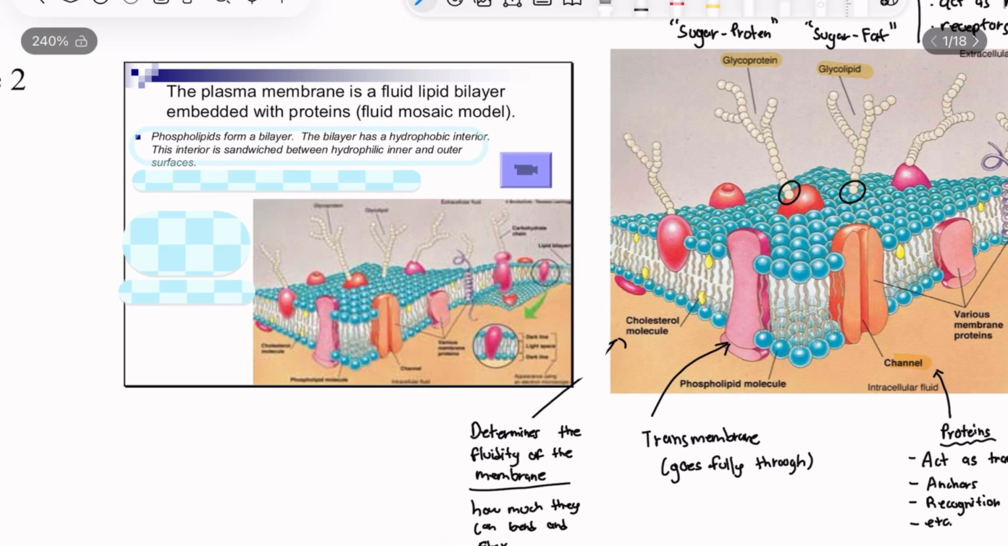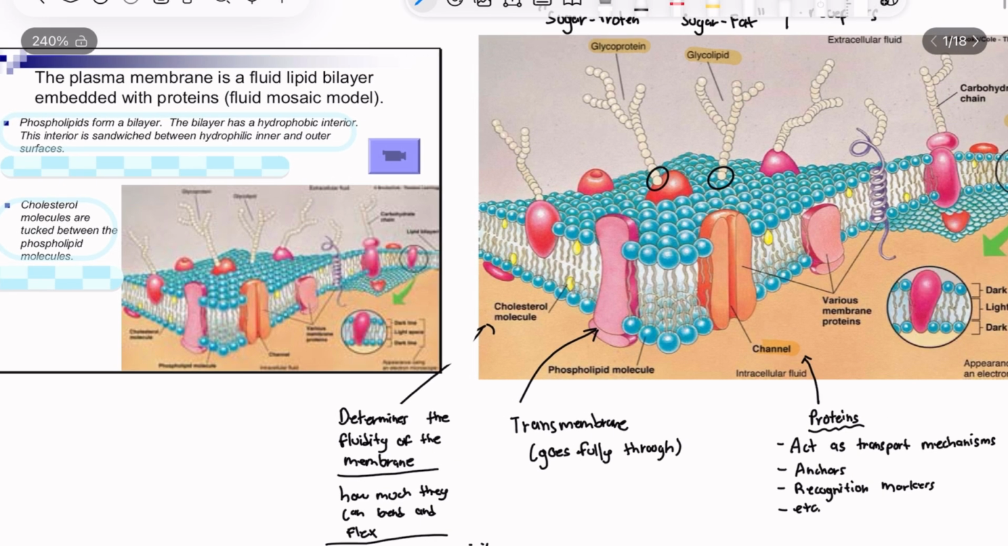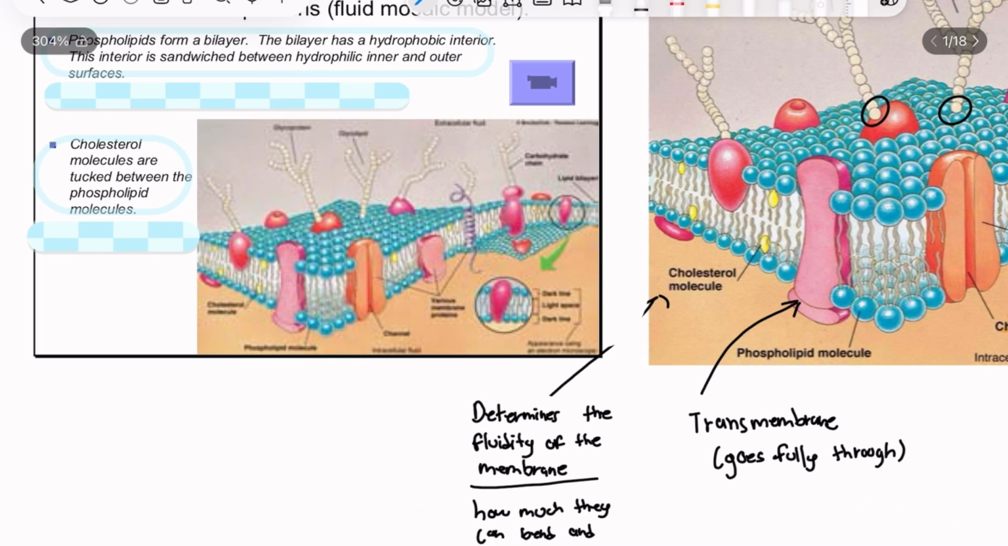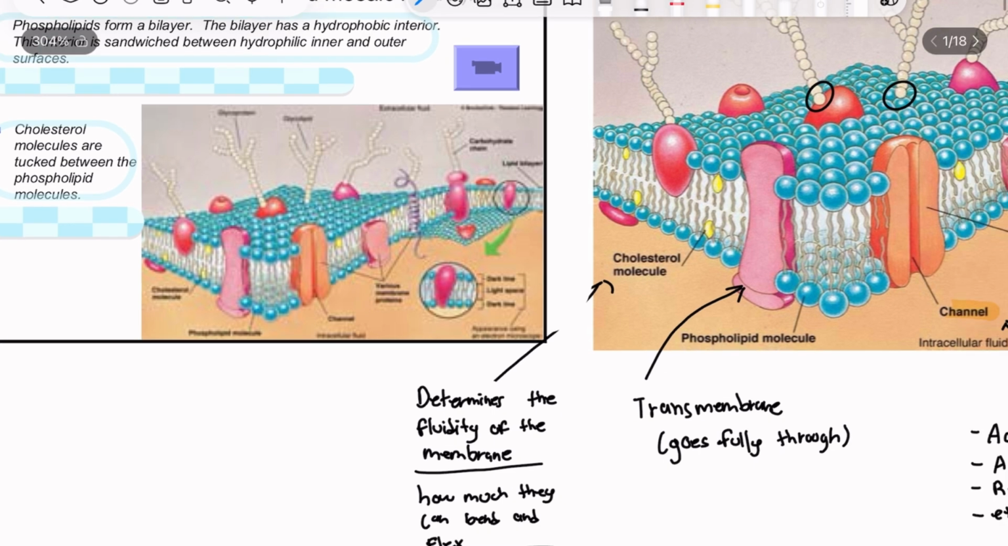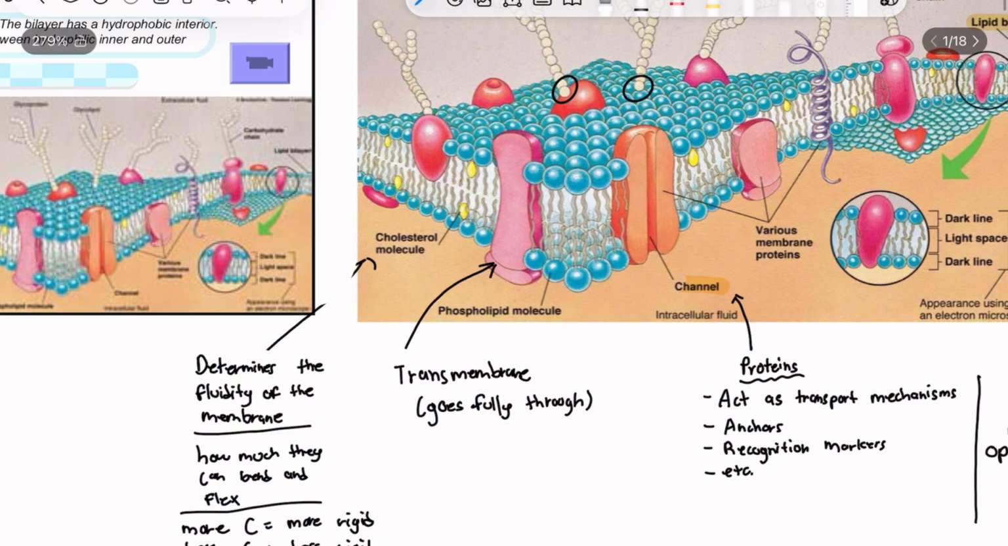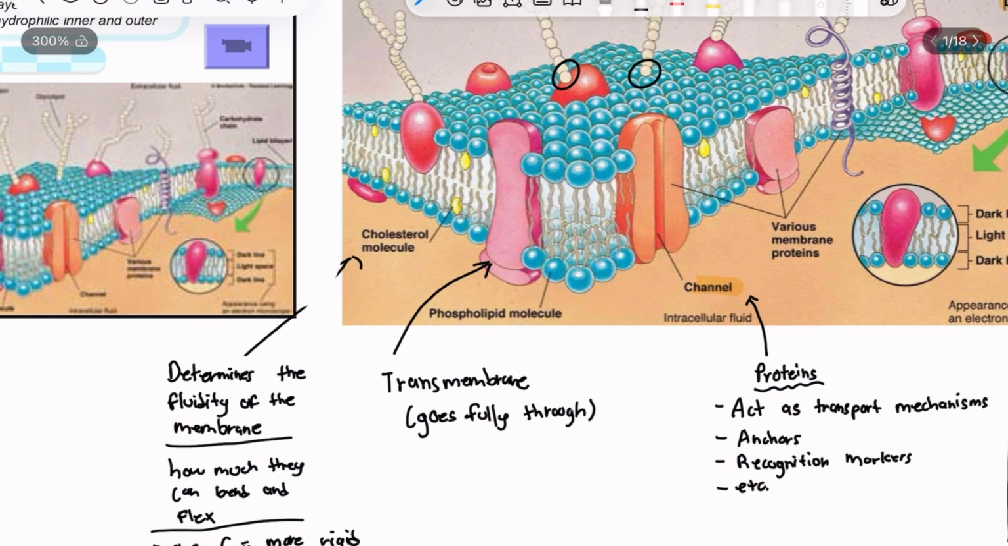Now, in the hydrophobic interior, there are also cholesterol molecules, which are tucked between the phospholipid molecules. What the cholesterol does is determine the fluidity of the membrane. It basically determines how much they can bend or flex. So if there is more cholesterol, the phospholipid bilayer is more rigid, and with less cholesterol, it's less rigid.